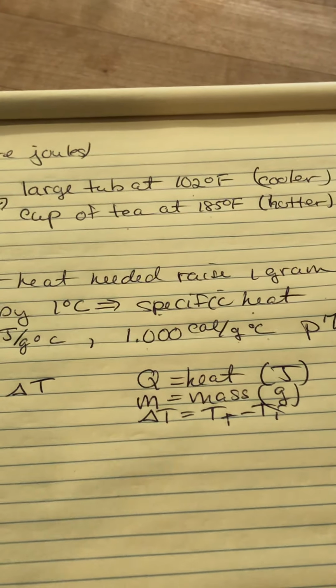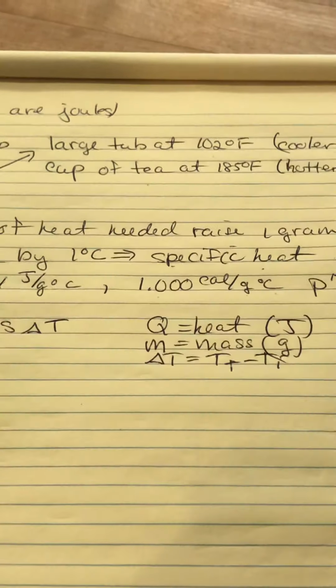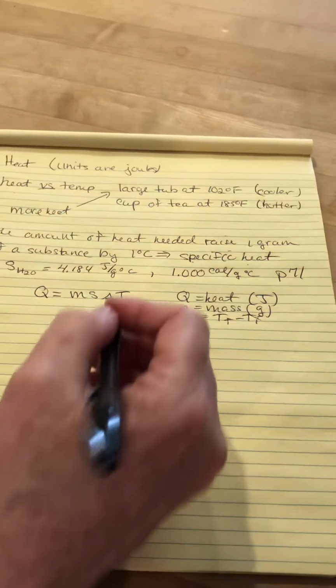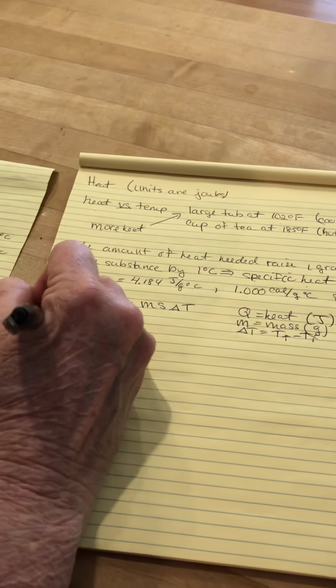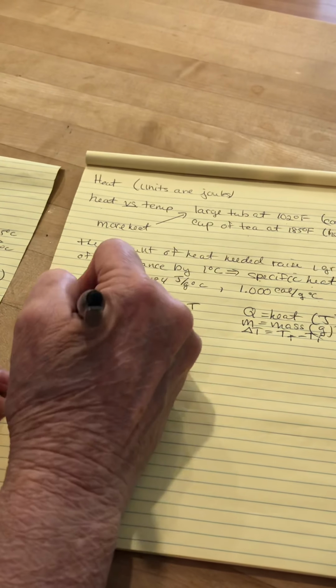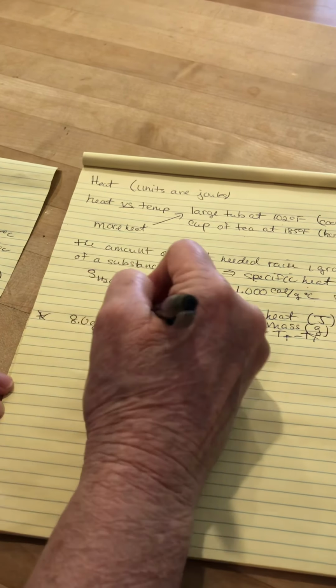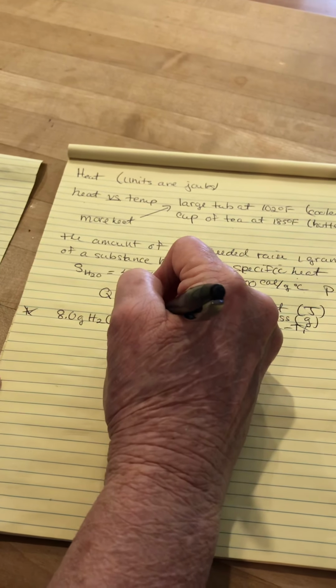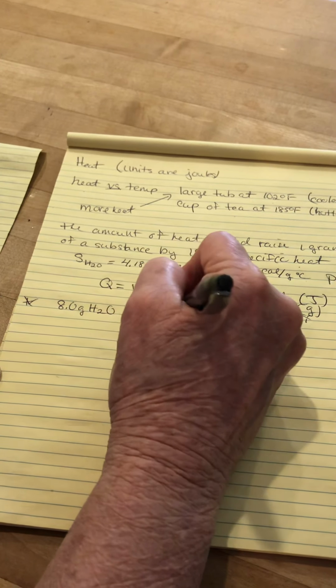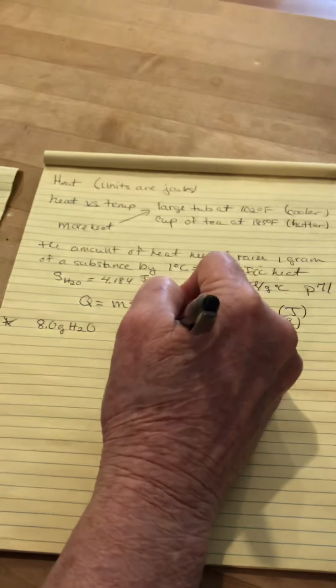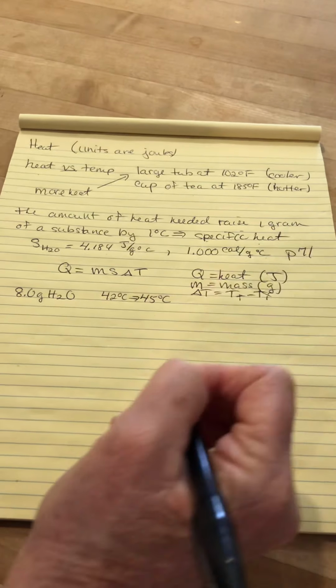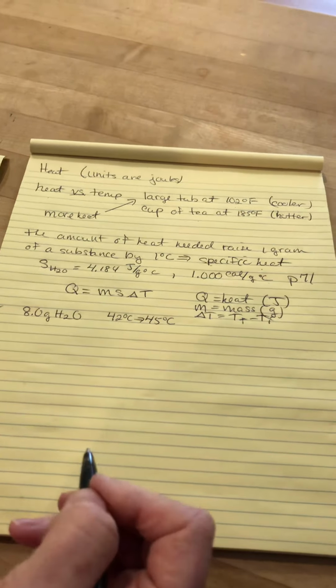So let's do a couple of practice problems from your book. The first one, they tell you, okay, so this is practice problem 1. You have 8 grams of water, and the water goes from 42 degrees C to 45 degrees C, and they want to know how much heat is needed.